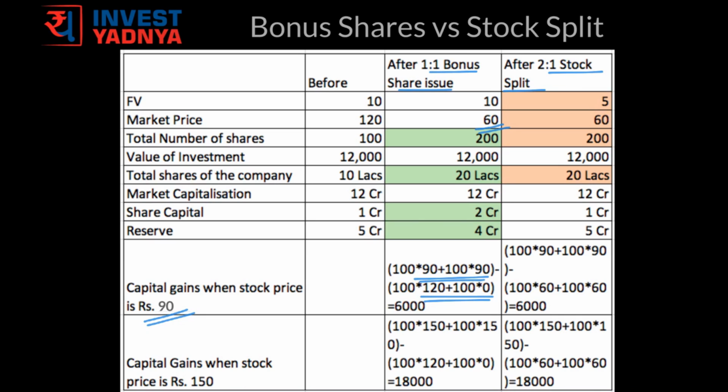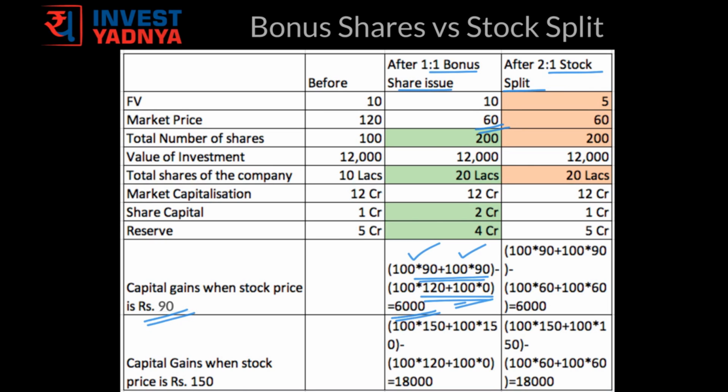So your selling price is your first 100 shares into 90 plus your 100 bonus shares into 90. And the acquisition cost would be your first 100 shares into 120 was your acquisition cost, and as bonus shares have been issued at no additional cost, these bonus shares would be multiplied by 0, and your capital gains thus work out to be 6,000.